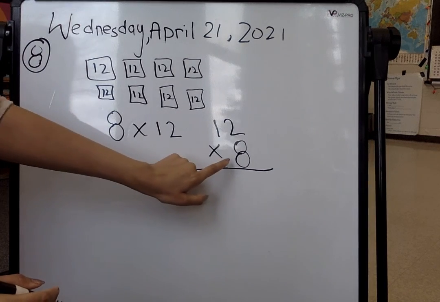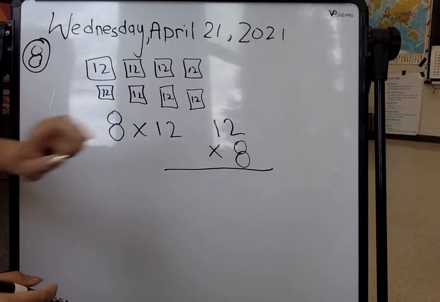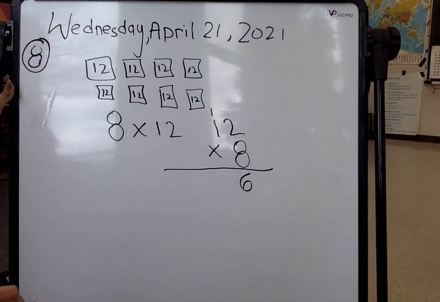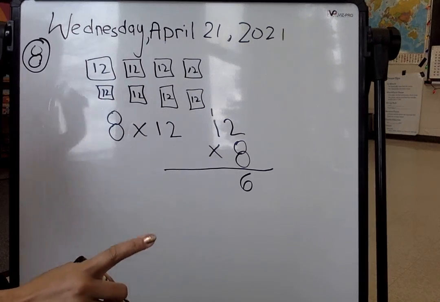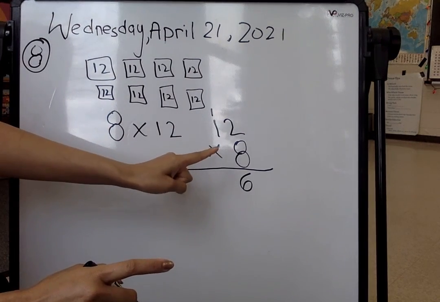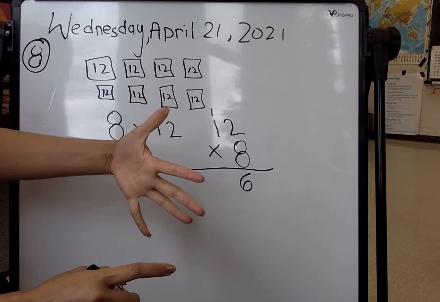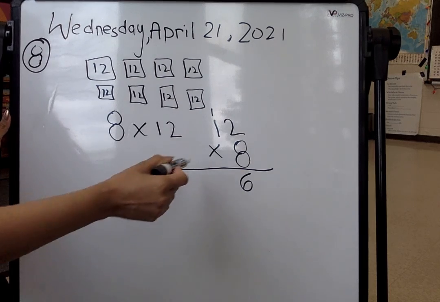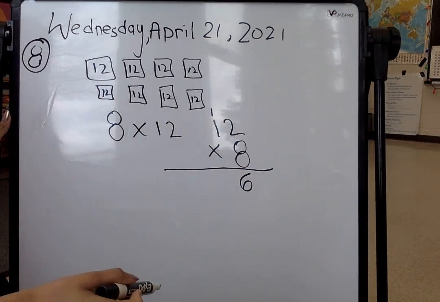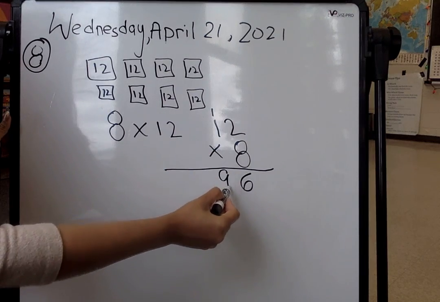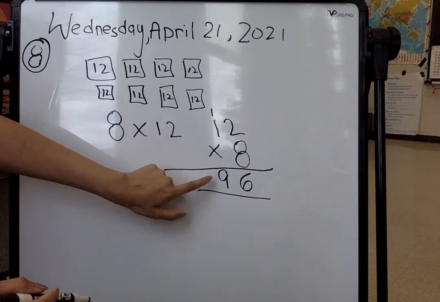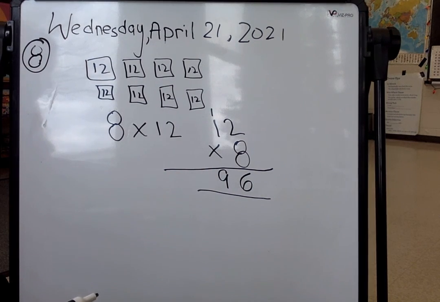Okay, so let's go ahead. 8 times 2 gives me 16. I carry my 1 over. And Grade 3, this would be a good time to pause the video and do the math. Then you can unpause the video and you can see whether you got it correct or not. Okay, 8 times 1 gives me 8 plus 1, 9. So how many cookies were there in all of these boxes? There were 96 cookies.